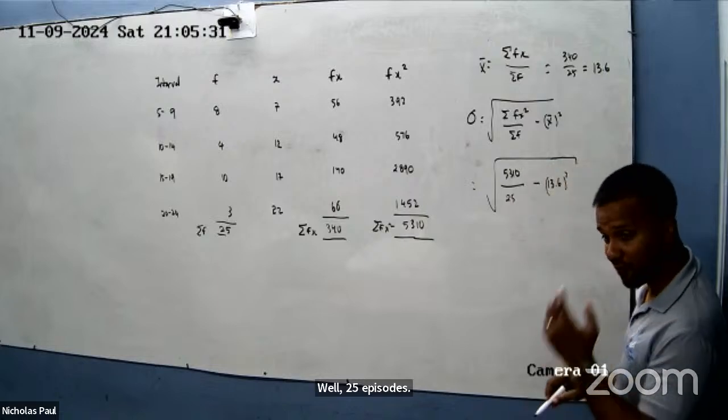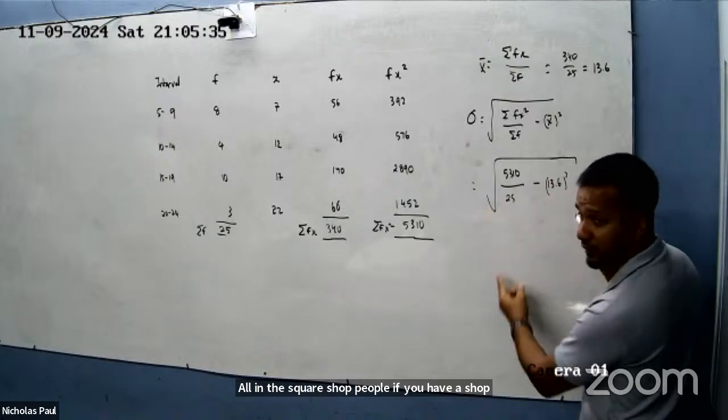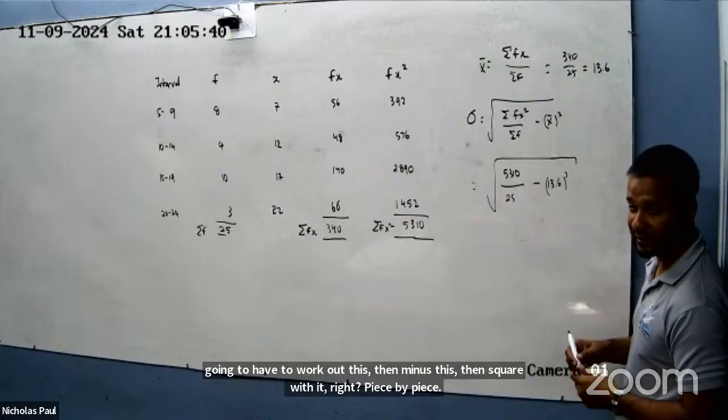If you have a sharp calculator, you're going to have to work out this, then minus this, then square root it, piece by piece, because you're calculating exactly like that.